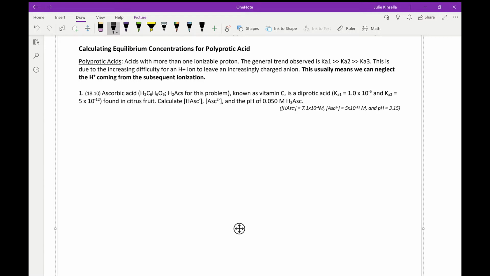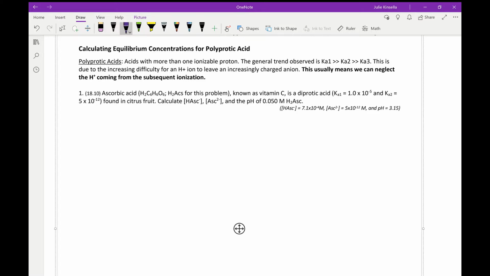One thing that makes these calculations helpful is that usually when we talk about the hydronium concentration, it's going to just come from the first ionization because the subsequent ionizations are going to be incredibly small. So let's get into some of the calculations so you can see kind of where this is all going to come from.